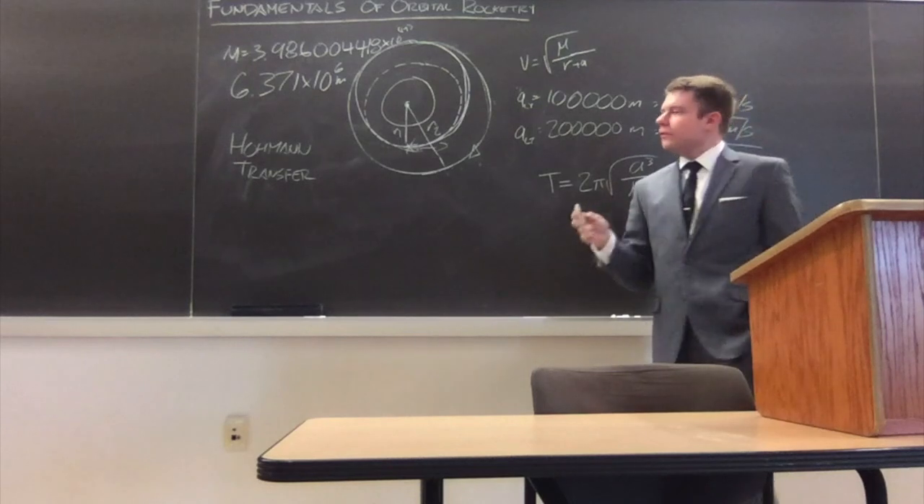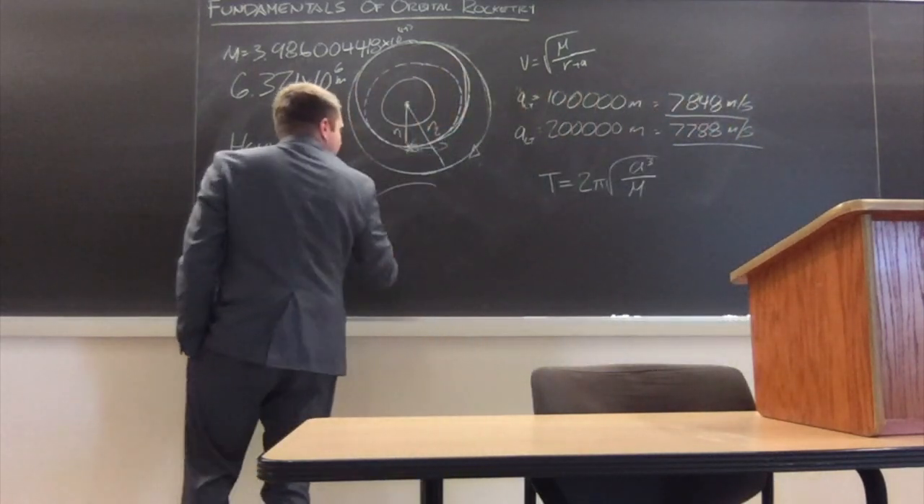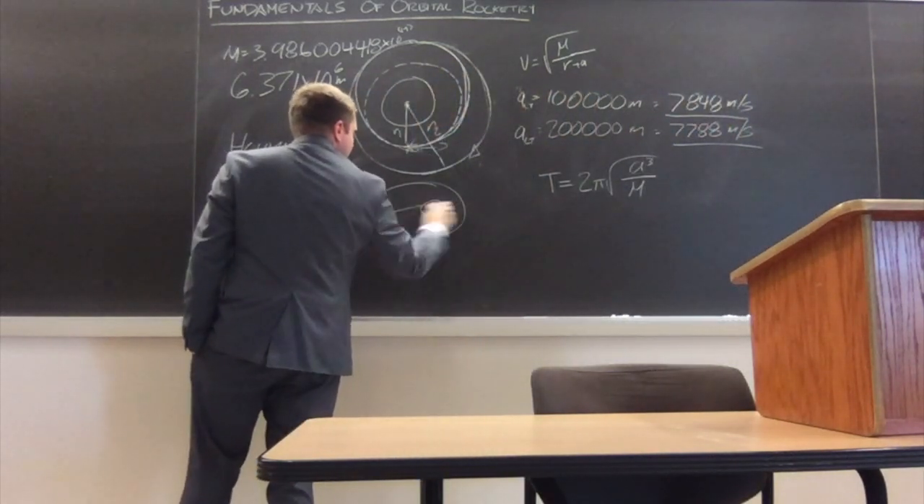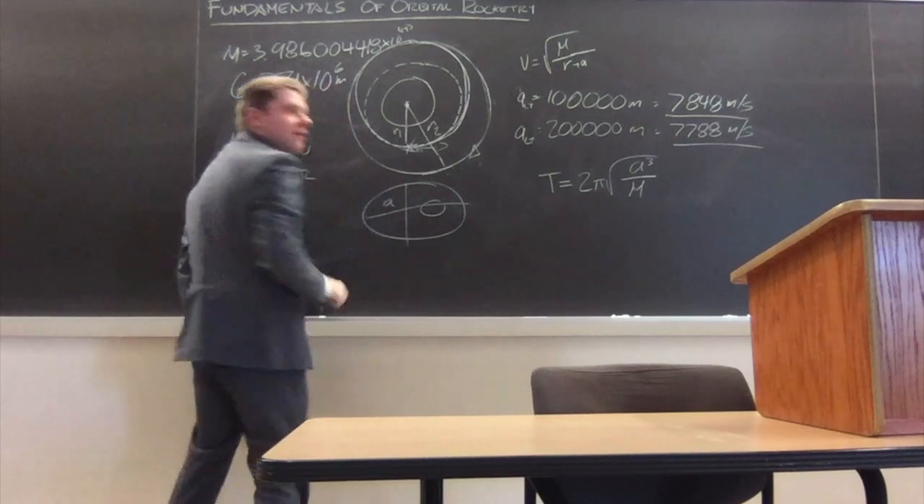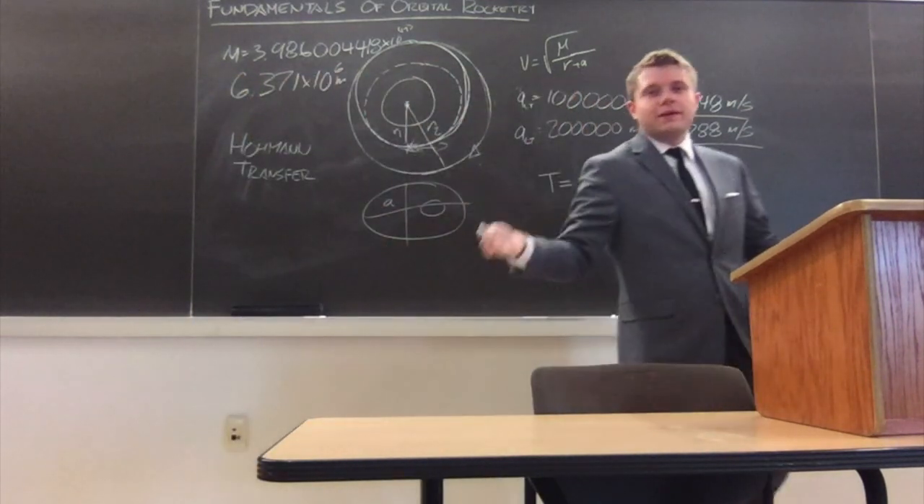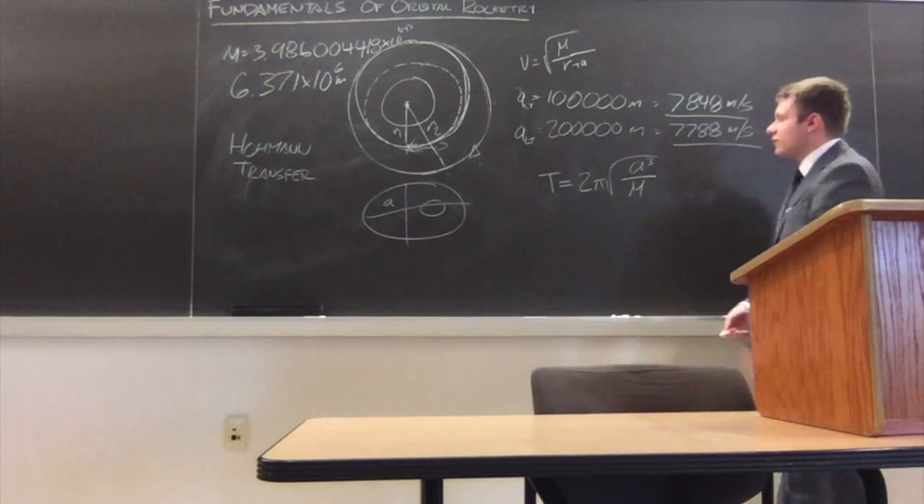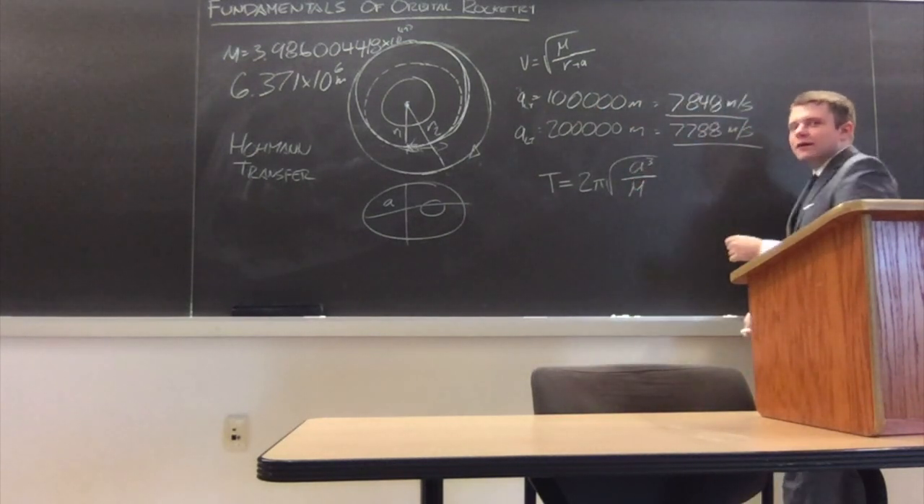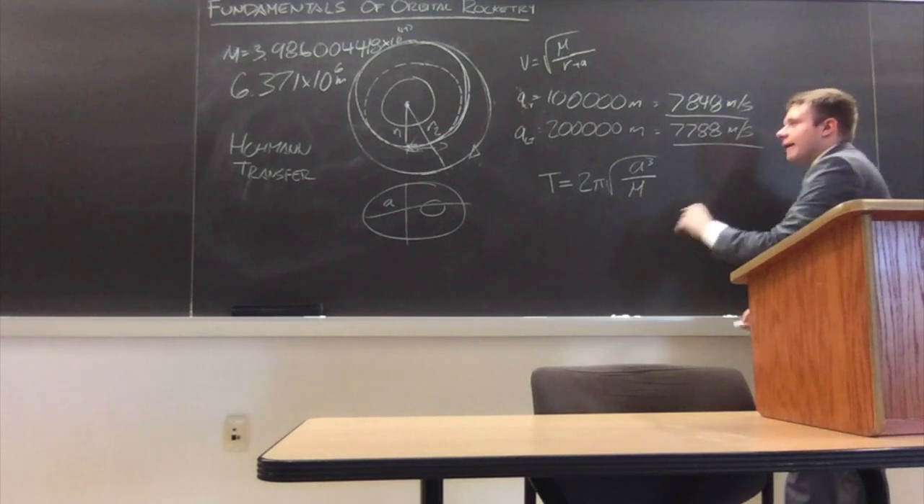So time is equal to 2 pi times the square root of a cubed over mu. And we talked about a cubed before. We look at an elliptical orbit. A is the semi-major axis. And this is also the semi-major axis, or in the case of a circle where the radius is the semi-major axis and vice versa, we use the radius. But this will determine our time.